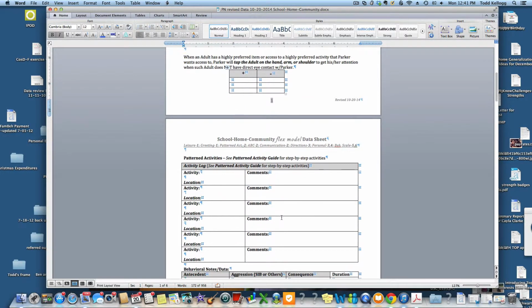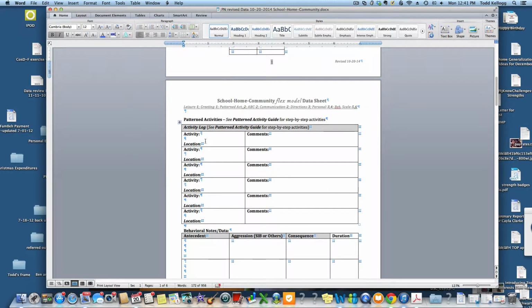Moving to page two, Katie Page put together a guide for different pattern activities that can be referenced and looked at when planning to do an activity with Parker. This is just a place to record that one was done. So you can write the activity here, the location, home, school, community, and a few comments, and that's it. We're not really taking too much data on this, just allowing us to track some of the different activities, but most of the information you'd be looking for would be on that guide.